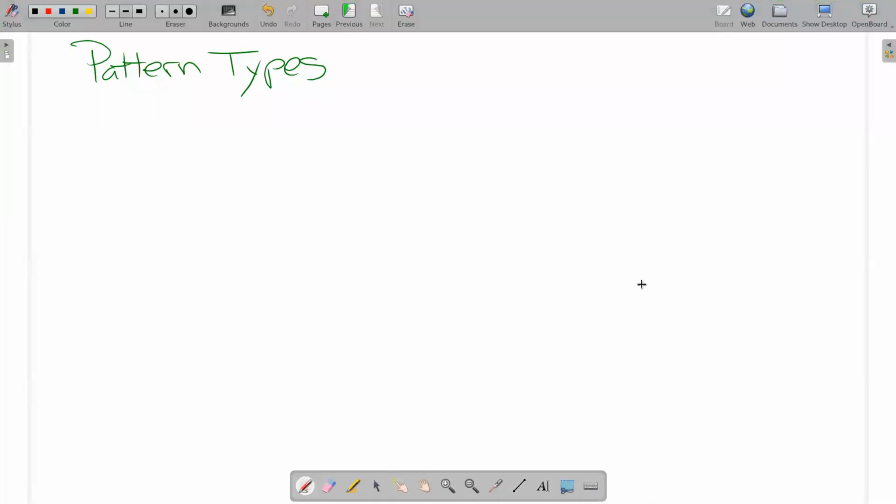Let's look at some pattern types again. So we've looked at a few examples where the patterns were the same distance around, each piece was the same distance apart. And we say that pattern has a common difference. And in the past, I've given that a couple of different titles.